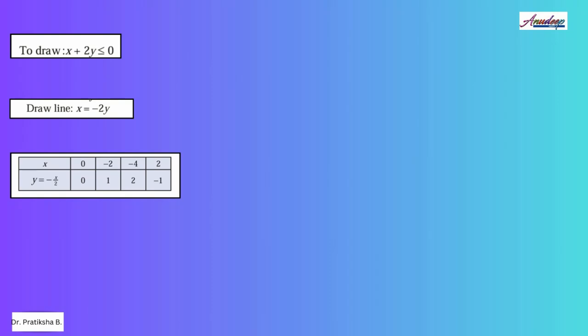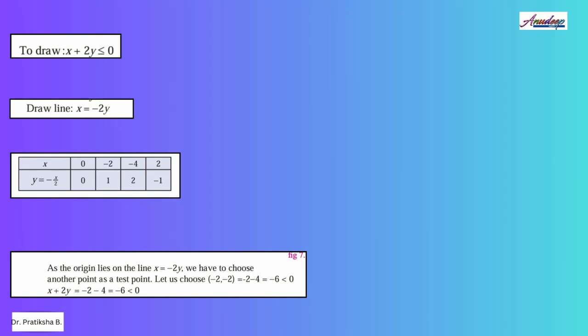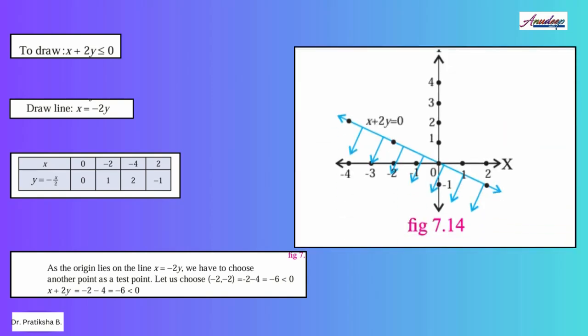So here, as the origin lies on the line x plus 2y equal to 0, we have to choose another point as a test point to check whether we are going to define the region above the origin or below the origin, and it comes out to be minus 6. So that means we have to shade the region below the origin. So the line is passing through the origin, but the region is defined by the portion which lies below the given line.